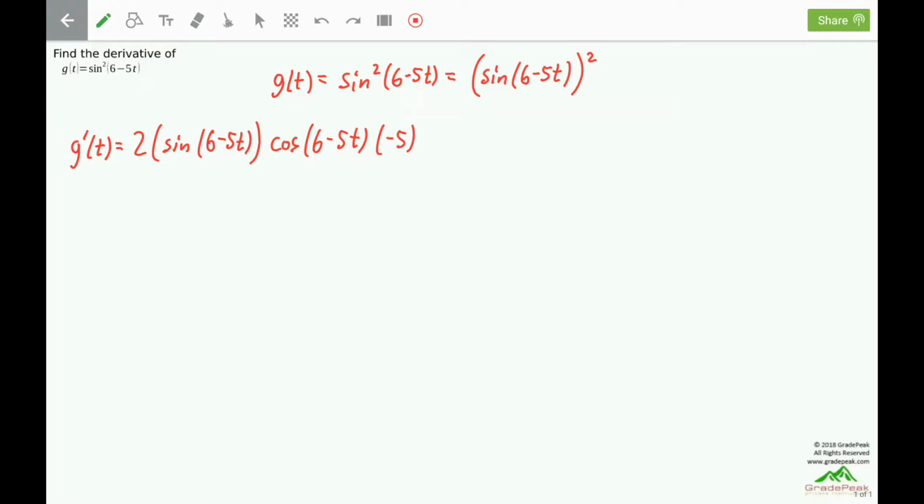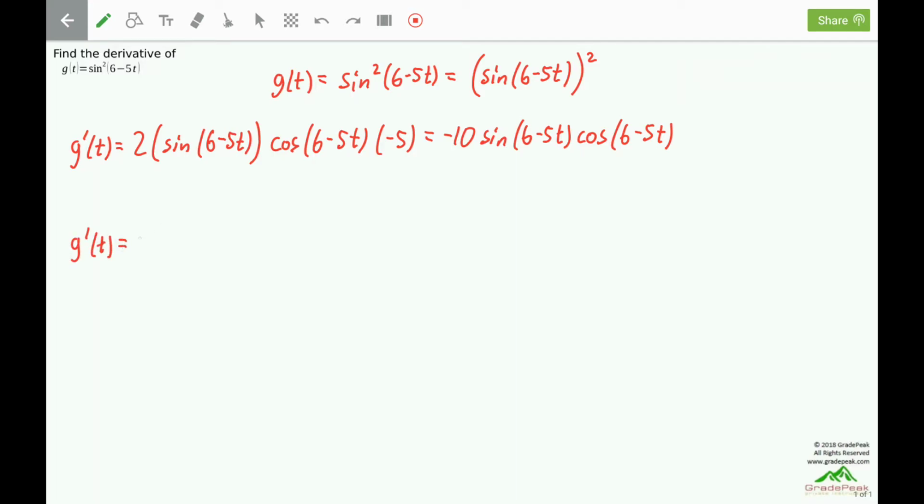Now the negative 5, I'm going to move to the front, and we'll have a negative 10 sine of 6 minus 5t, and then cosine of 6 minus 5t. So there's one way to write the derivative. There is an optional way to write it, and we may want to check that out, because we have a sine times a cosine, and we have a 2. And a 2 sine cosine can be rewritten. So here's an optional way to write this result.